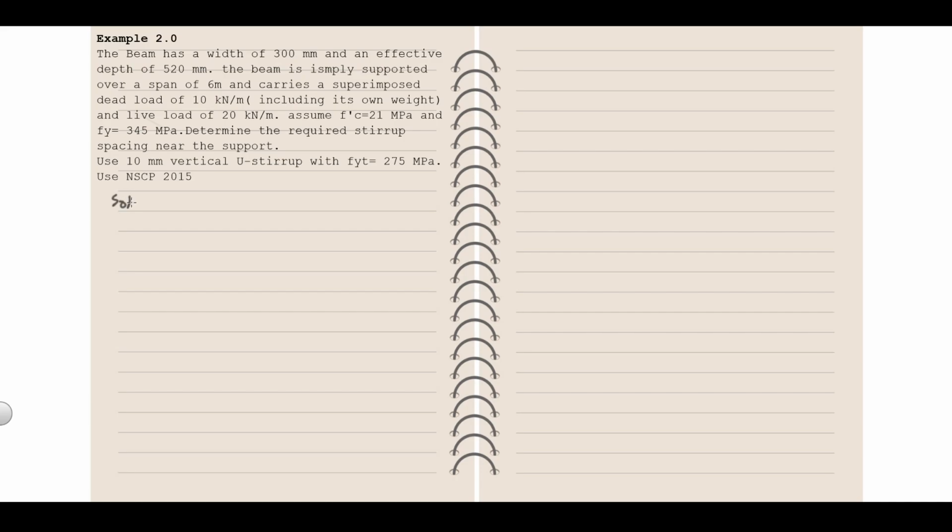Solution tayo. Right, so the first step here is for us to solve for the VU. So solve for the VU. As you can see, if you're going to draw the beam, simply supported yung beam natin.